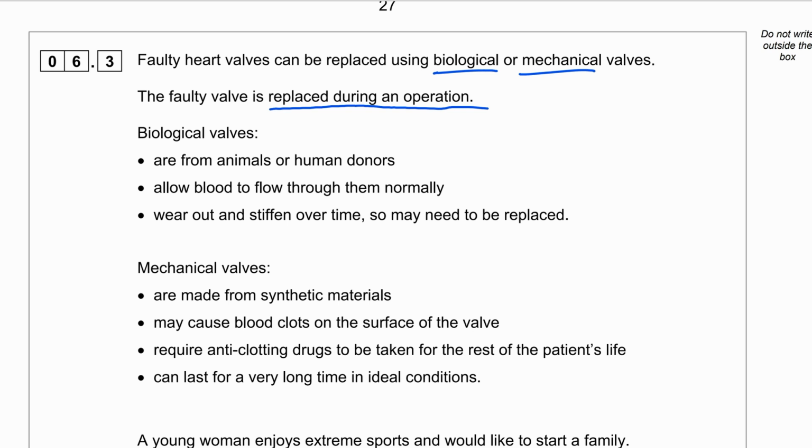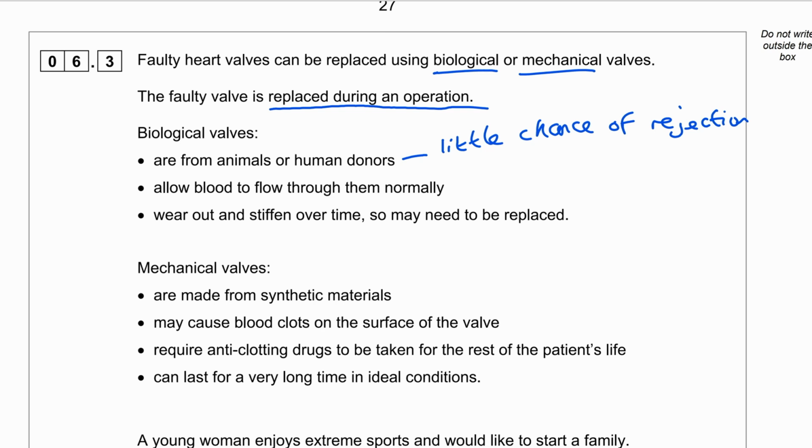So the first thing that we can say from here, the biological valves are from animal and human donors. So what's the benefit or point about that? Well, if they're from an animal human donor, there is a little chance of rejection. And the reason is because the antigens that are present on these valves, most of the time they are removed, so there's less chance of it being rejected by the immune system.